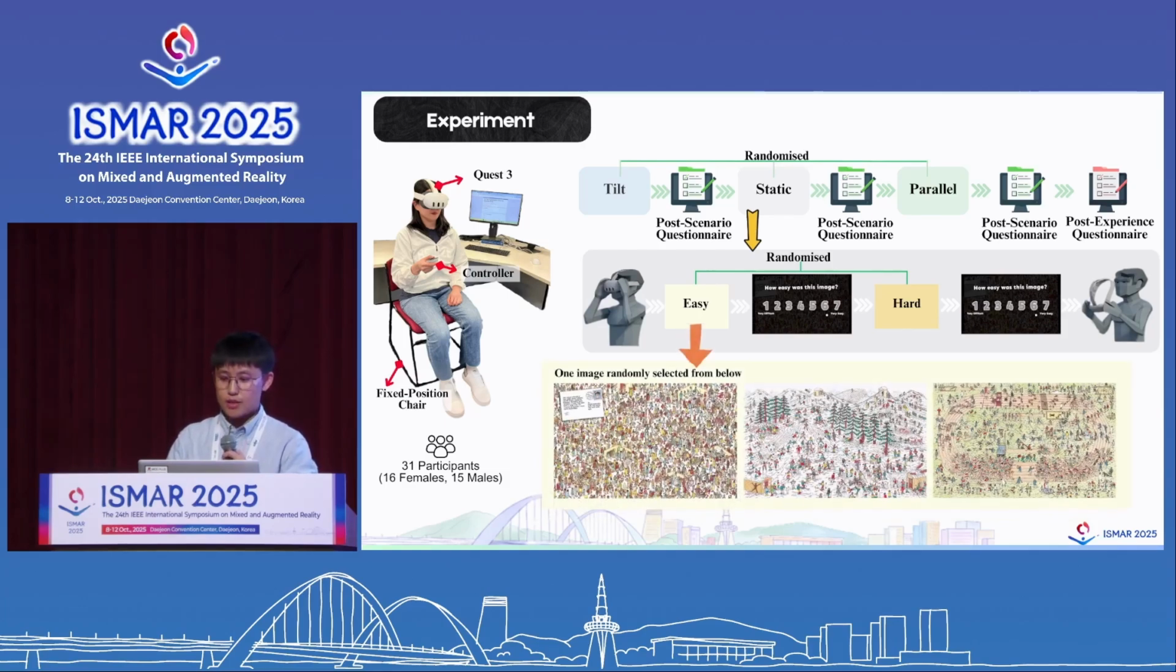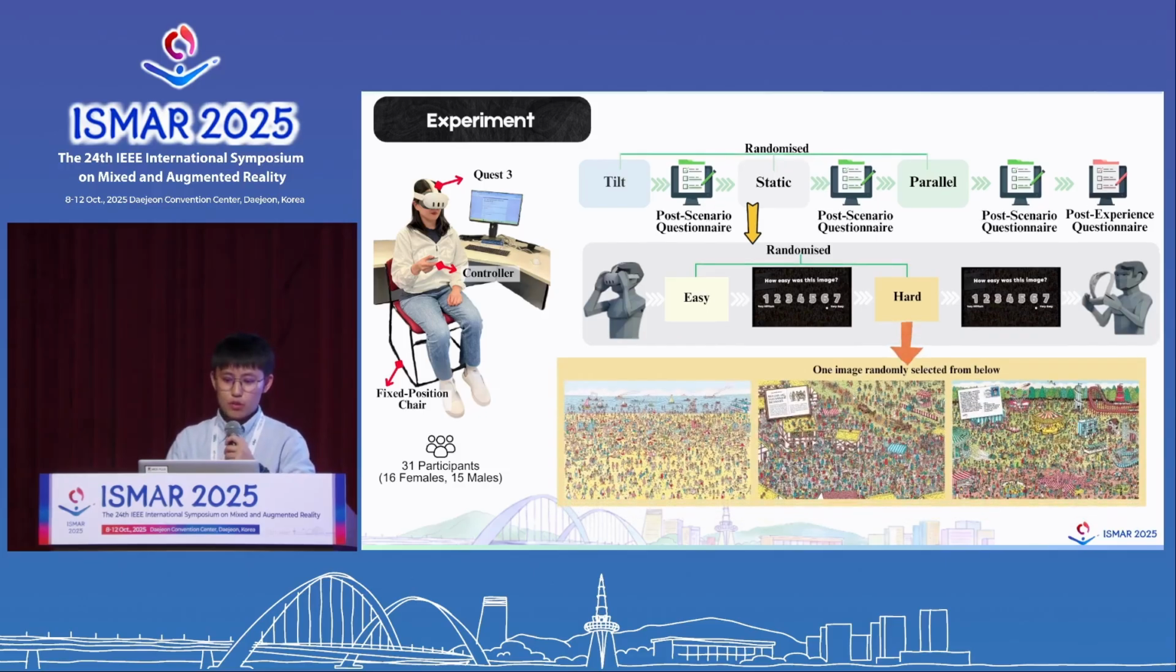And in each mode, they complete the search task at 2 difficulty levels, the easy and hard, with images randomly assigned. Having both easy and hard images can help us test whether the technique works consistently across 2 different cognitive loads. And after each interaction task, participants rate how easy or hard it was to find Volley with that mode. And at the end of each mode, they fill a post-scenario questionnaire. And finally, after all 3 modes, they fill a post-experience questionnaire to compare those 3 interaction modes.